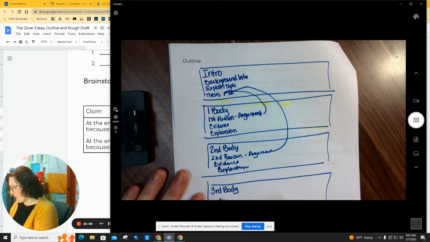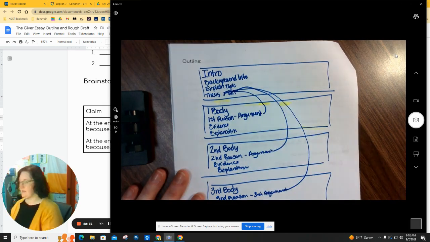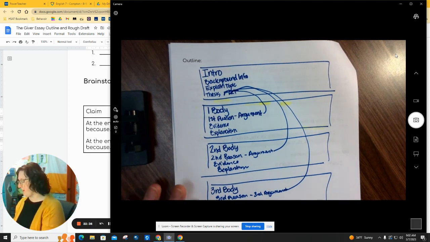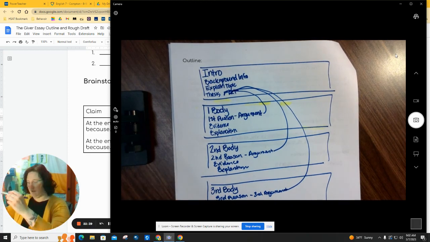Then you want your third reason, your third argument for why you think what you do. So why you think Jonas died, or why you think Jonas didn't die, evidence for that, explanation for that. Again, it should go back to the thesis, okay? And thesis just means argument. Everything should go back to that.